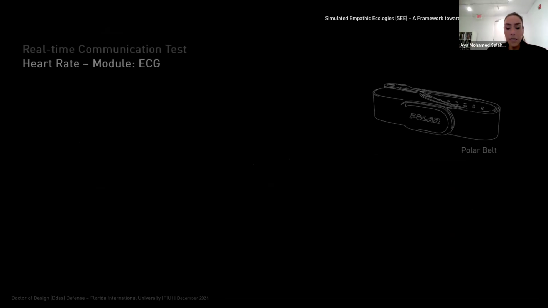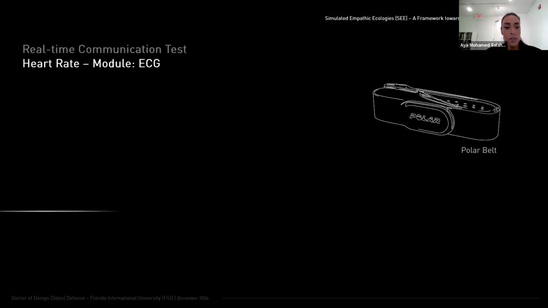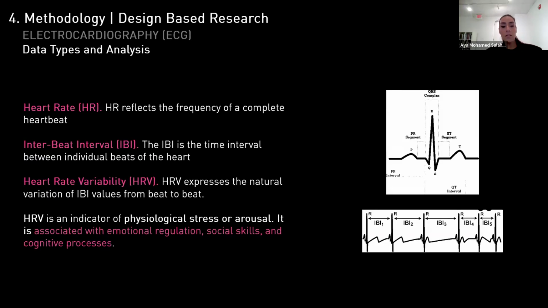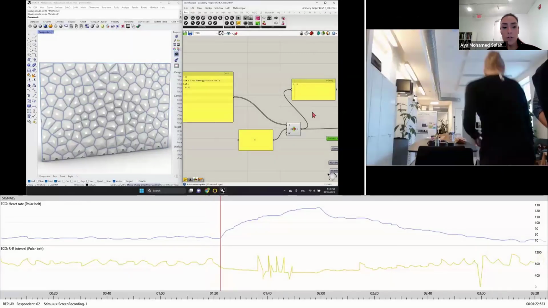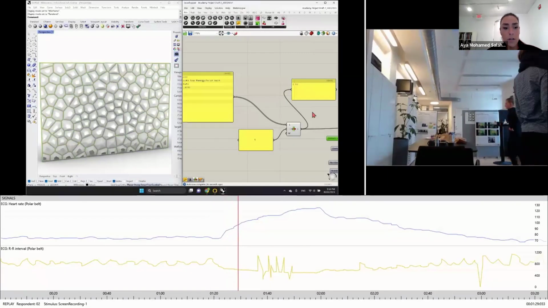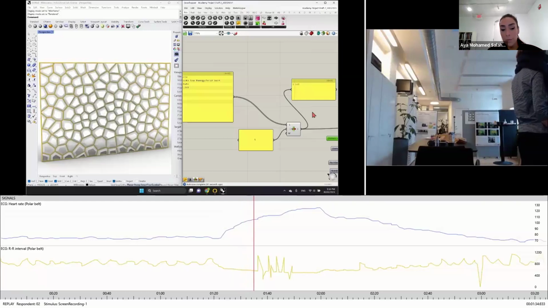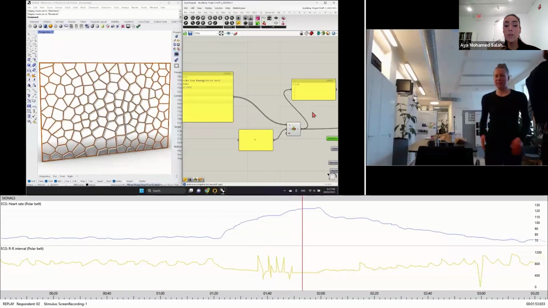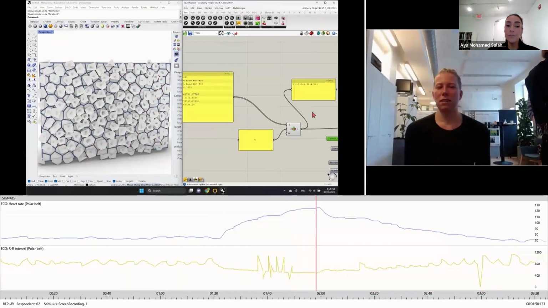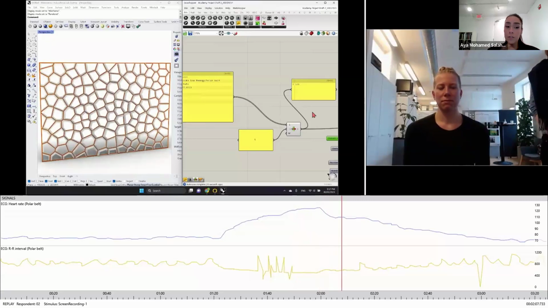So I did a quick test of the connectivity and communication between these two software, here being Grasshopper and iMotions, with real-time, post-processed data being directly communicated and influencing this simulated environment.